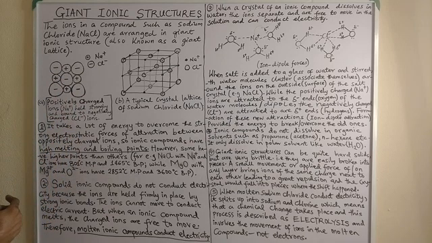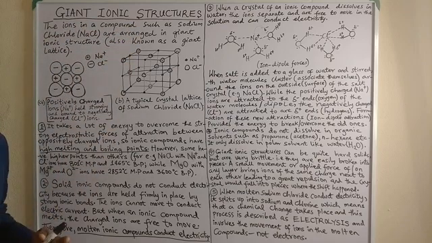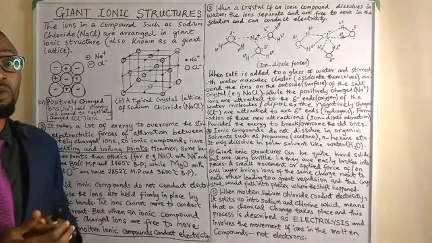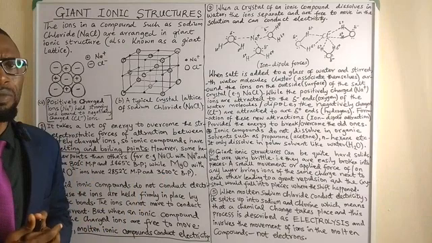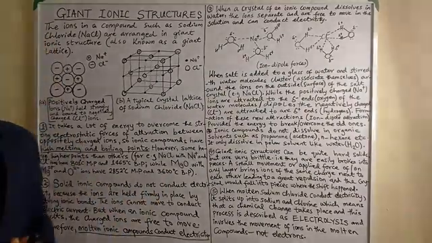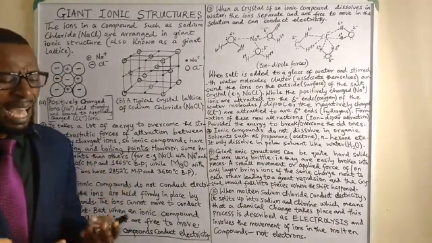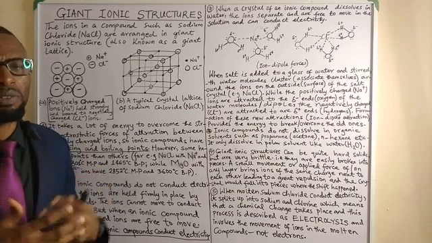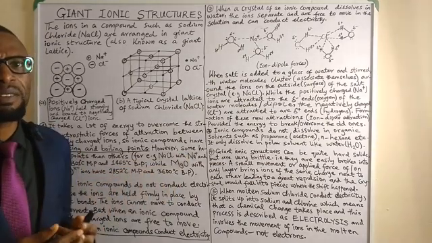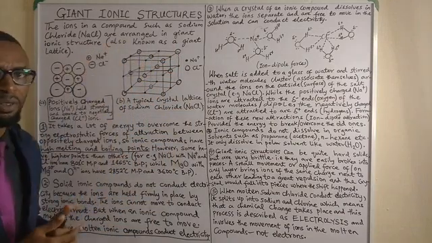However, because we are talking about giant ionic structures, the term giant here tells us that we're not just talking about a few ions. We're talking about a large number of ions, millions, if not billions, held together by strong attractive forces. They are held together in a regular and neatly placed fashion, where you have oppositely charged ions alternating among themselves within what we call the giant lattice or the giant ionic structure.